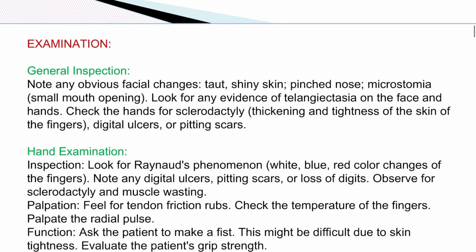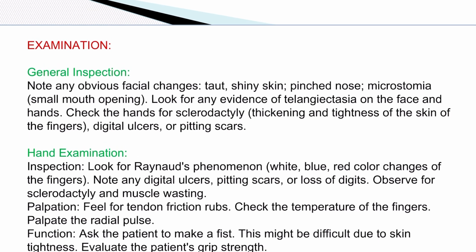Once you proceed with the examination, you're going to do the general inspection first. So note any obvious facial changes: taut, shiny skin, pinched nose, microstomia, and look for any evidence of telangiectasias on the face and hands. Check the hands for sclerodactyly. Sclerodactyly is actually thickening and tightness of the skin of the fingers. Look for any digital ulcers or pitting scars.